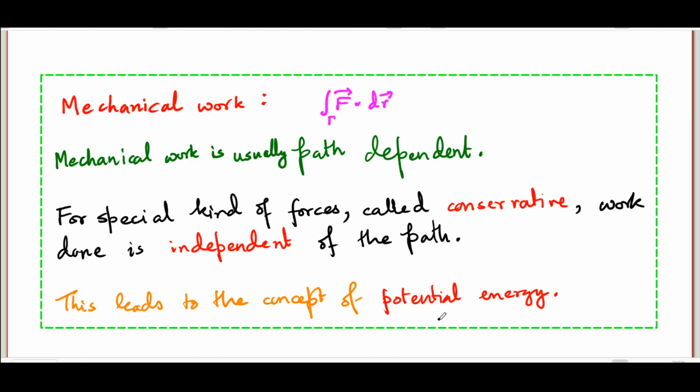What is very important here is that mechanical work is usually path dependent. However, for a special kind of forces called conservative forces, work done happens to be independent of the path, and this actually leads to the concept of potential energy in mechanics. Now, you can see the parallel here.